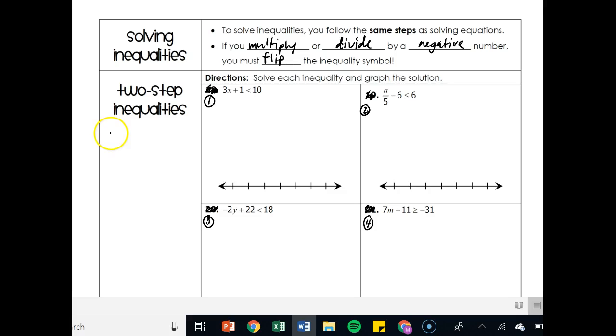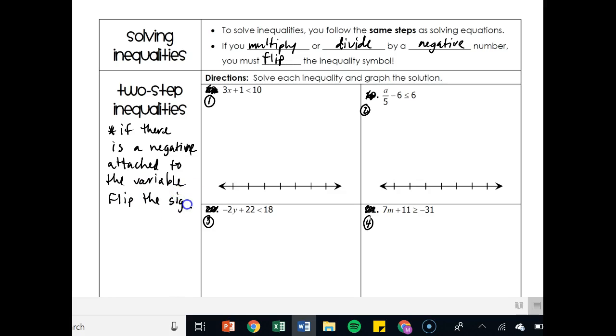So write down off to the side, if there is a negative attached to the variable, flip the sign. So by multiplication or division, right? The sign, the inequality sign.